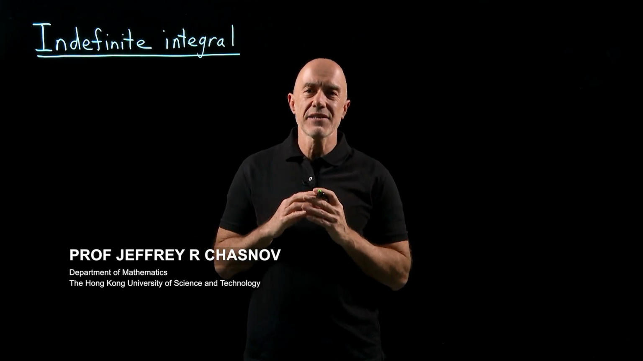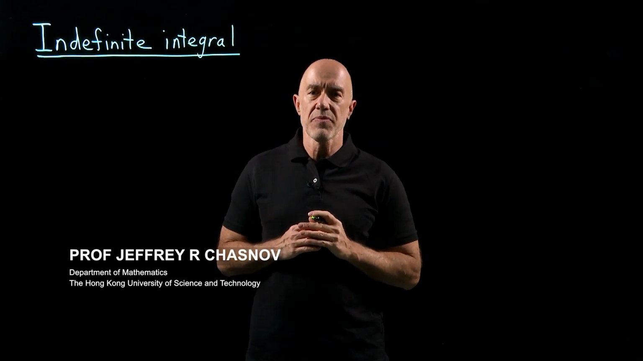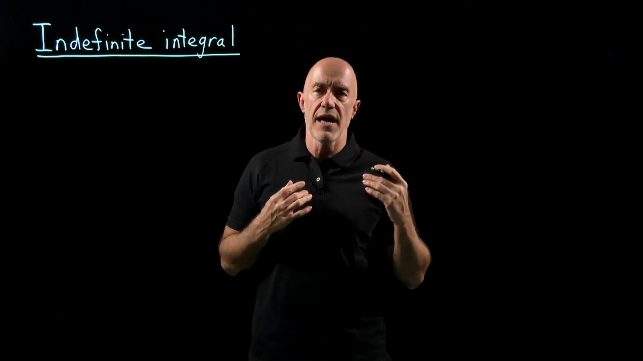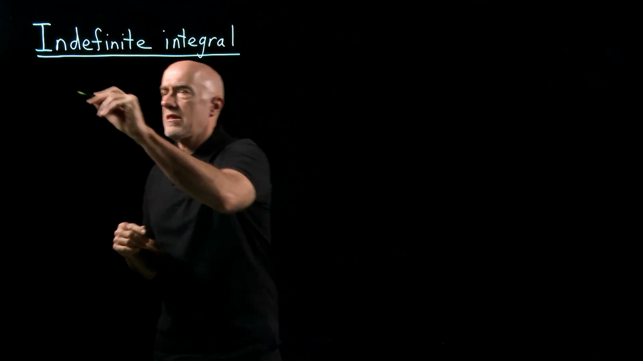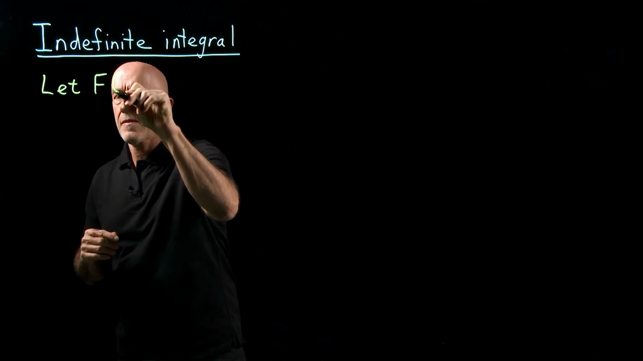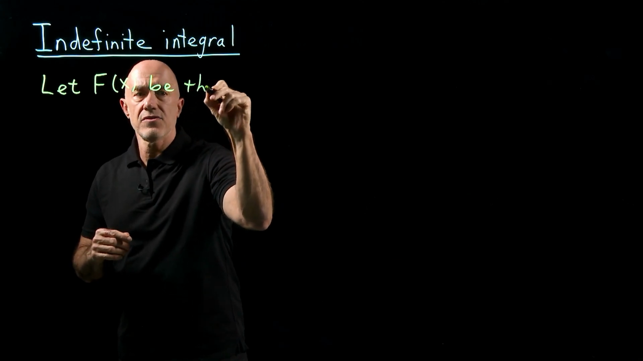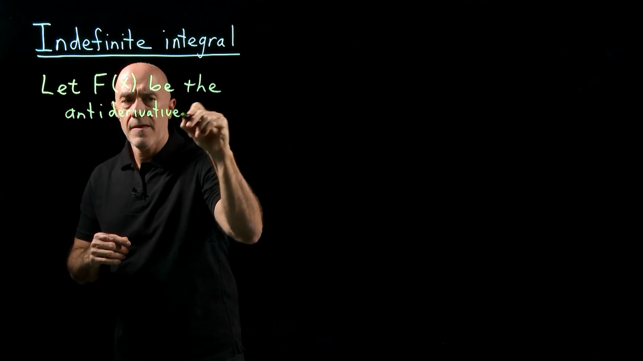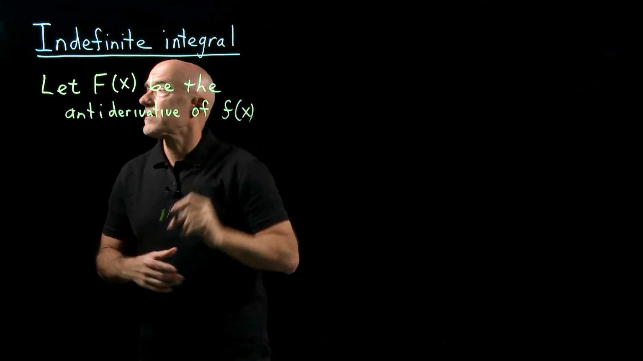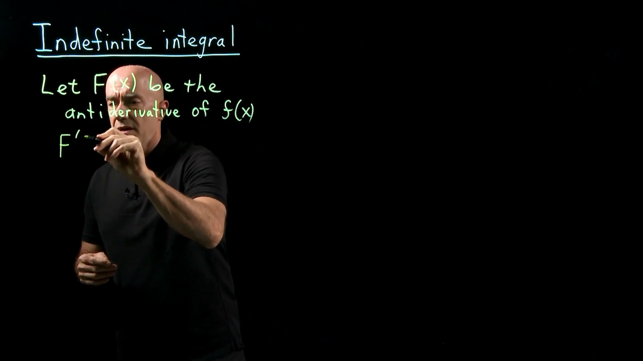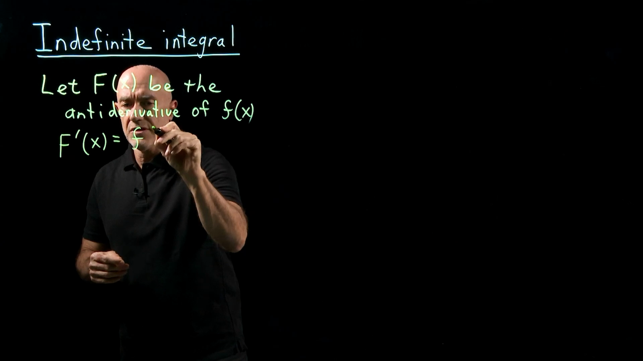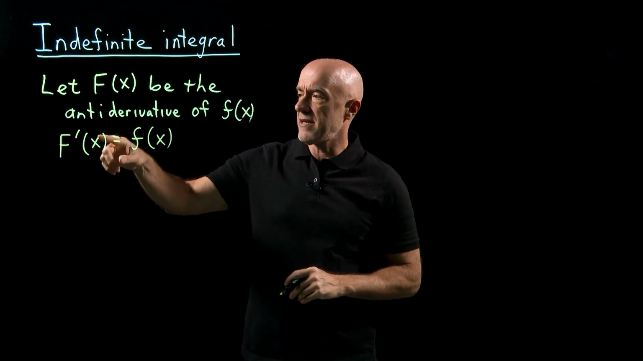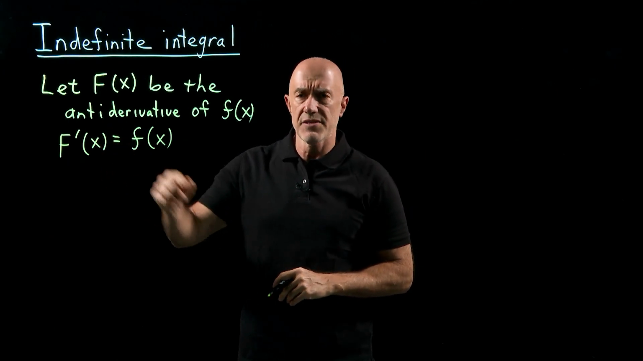Since there's such a close connection between the derivative and the integral, one goes ahead and defines the indefinite integral, which is essentially related to anti-differentiation. So let capital F of x be the antiderivative of little f of x, right? So that means that the derivative of capital F of x is equal to little f of x. Remember that capital F is unique up to addition of a constant.